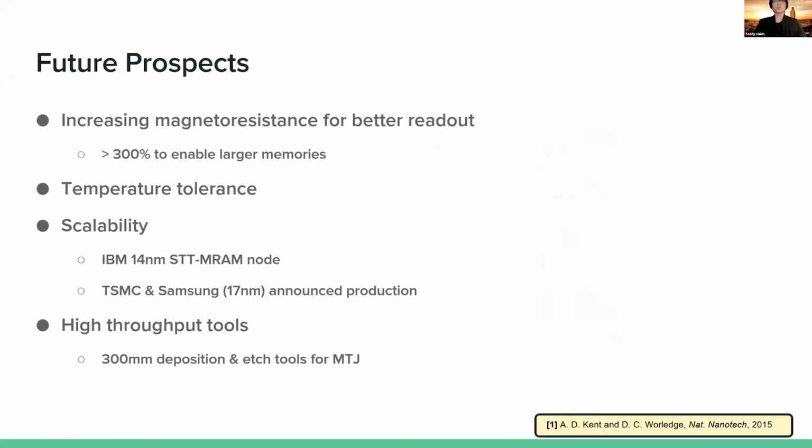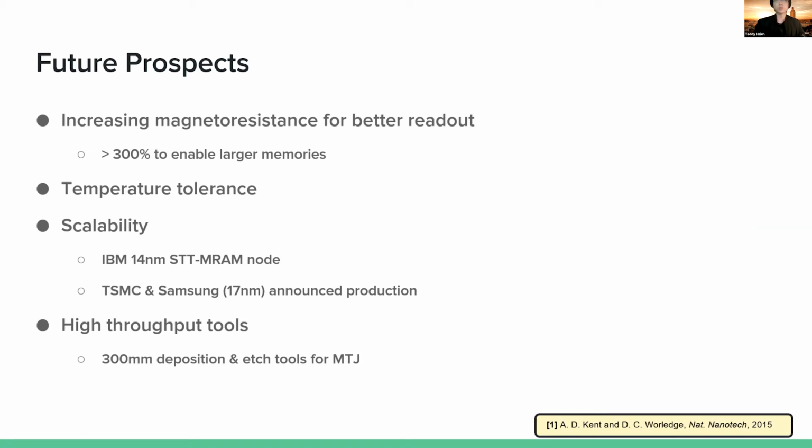So in the future, if we want to solve these problems, one way to do this is increase magnetoresistance. By Worledge and Kent's estimation, you need to get really above 300% to enable larger memories and faster read-write times. As we talked about temperature tolerance, one of the applications I mentioned today was use in cars. If you have hot engines burning all the time, your chip needs to be able to withstand temperatures of up to 200 degrees Celsius, which is kind of the standard there, so that it doesn't melt when you're actually putting it in a car.